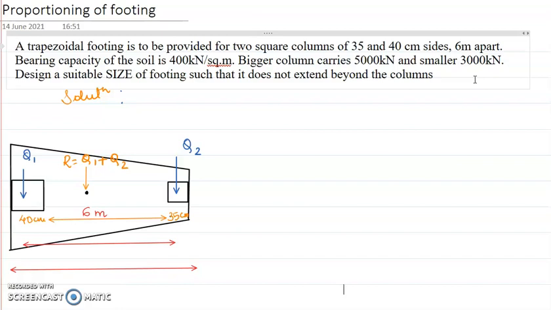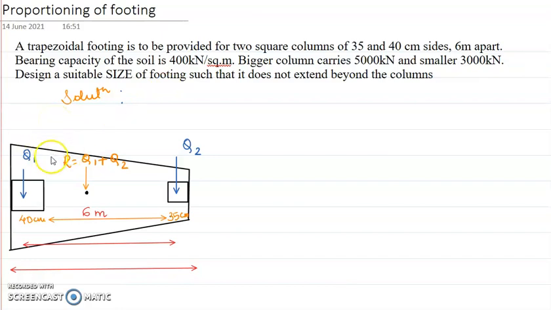Now, when such problems are given, the figure will not be given. You will have to construct a figure. The most obvious thing is that when you have a bigger column, the bigger column should have the bigger size of the trapezoidal footing. Okay?